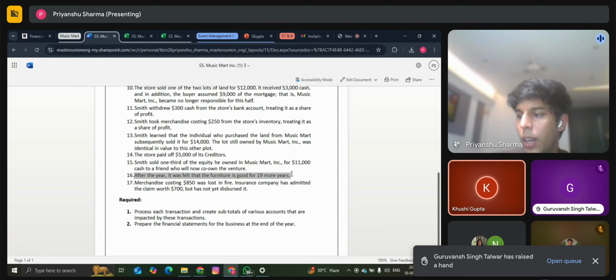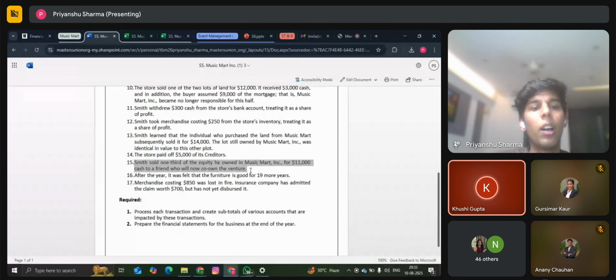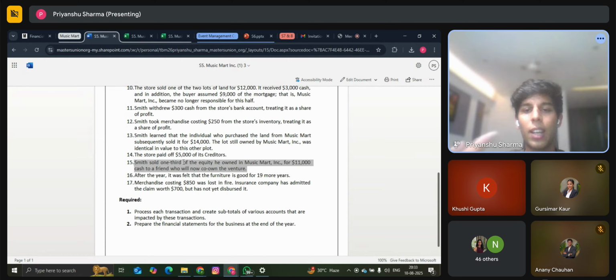Priyanshu, just one thing. Why can't we add 11,000 in the bank because the equity was sold for 11,000? तो वो 11,000 in the bank नहीं आनी चाहिए? Yeah, that's actually a very good question. Thank you for asking that.